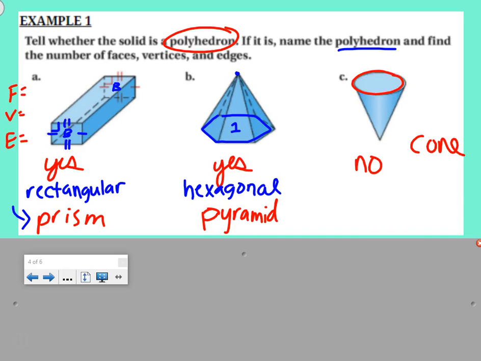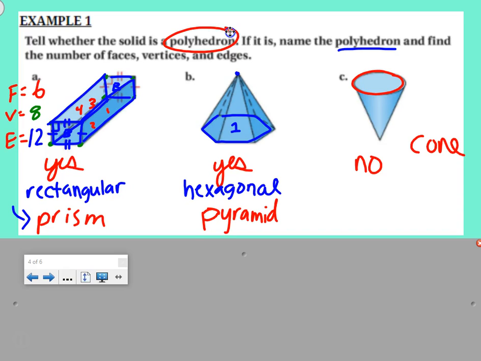Faces for this prism is going to be the two bases and then the four pieces that make up the other sides. So we're going to have 6 faces. Vertices, we have 1, 2, 3, 4, 5, 6, 7, 8 vertices. And then for edges, we have 1, 2, 3, 4, 5, 6, 7, 8, 9, 10, 11, 12 edges.